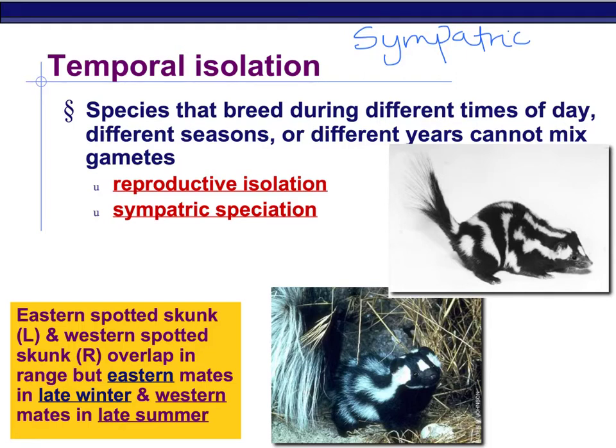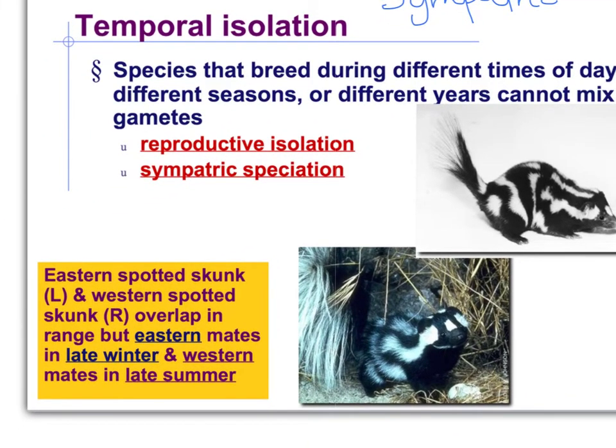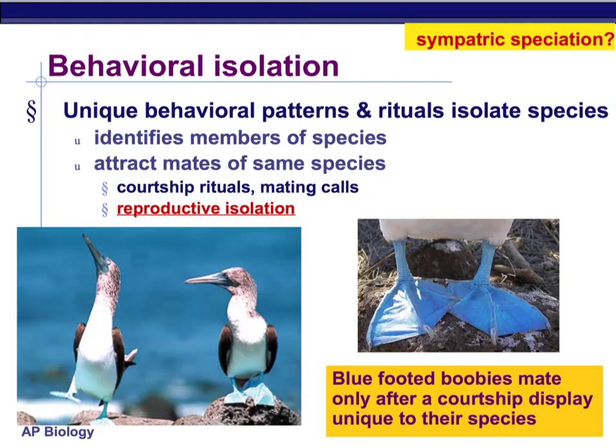The example we have here is the eastern spotted skunk and the western spotted skunk. Their range overlaps. The two of them live in the same area, but the eastern skunk, this guy right here, only mates in the late winter, whereas our western skunk, this guy right here, likes to mate in the summertime. So they're never going to meet up because it's not the same time. It's temporal isolation.